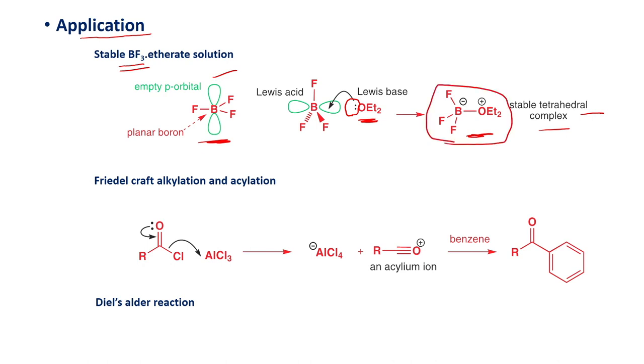And you know Friedel-Crafts alkylation and acylation are simply Lewis acid-base reactions. So in your acyl chloride, this chlorine will go with this aluminum chloride and it will give you an acylium ion. Now this acylium ion will react with benzene to give this acyl product. Another example is the Diels-Alder reaction, which is also based on Lewis acid and base reaction.